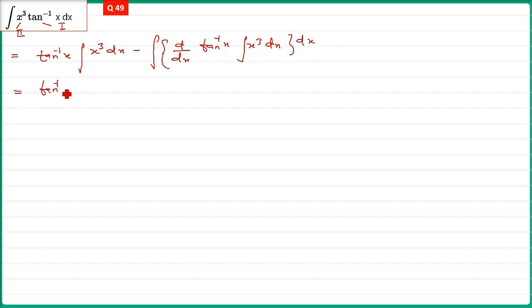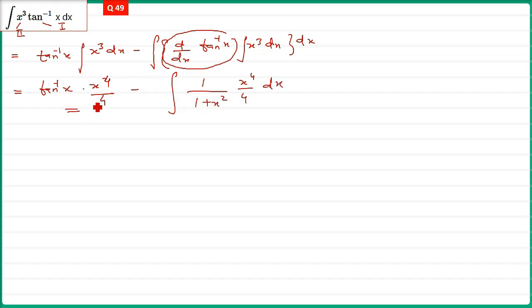So tan inverse x times integration of x cube will be x to the power 4 divided by 4, minus, what is the differentiation of tan inverse x? It will be 1 by 1 plus x square, which you already know. Times x cube's integral, similar to what we have just done, x raised 4 by 4. Now we have to integrate it again in terms of dx.